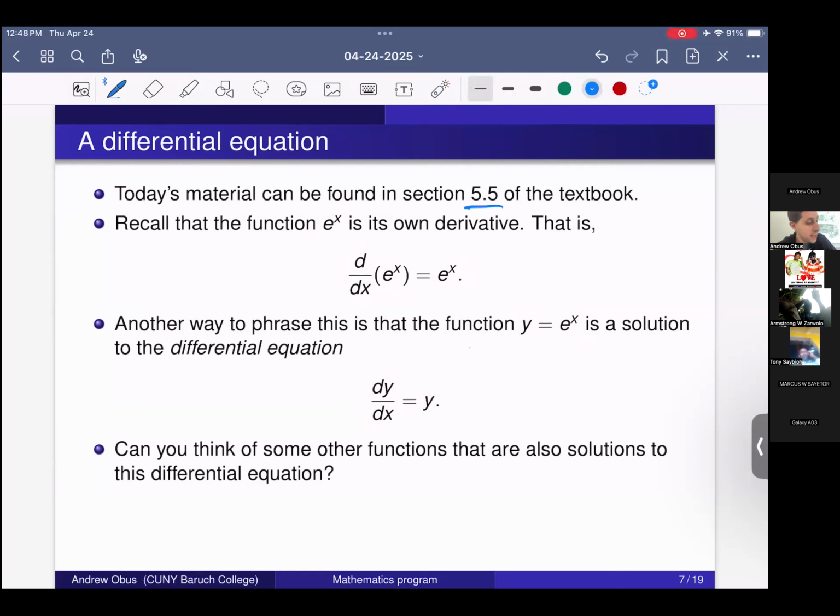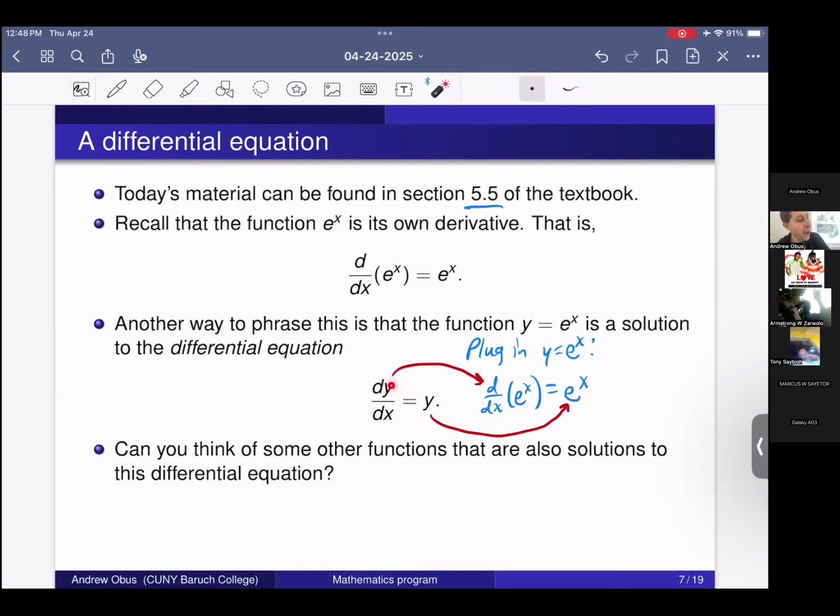Because what that says is, if I plug in y equals e to the x, what do I get? The derivative of e to the x, that's the left-hand side here, and the right-hand side is just e to the x. So I'm plugging in y equals e to the x: everywhere I see a y, I replace it with e to the x. And then what this equation tells me is that the derivative of e to the x equals e to the x, which is certainly true.